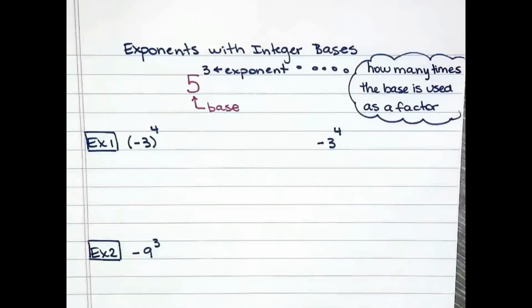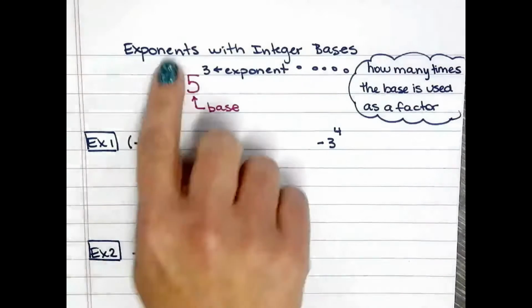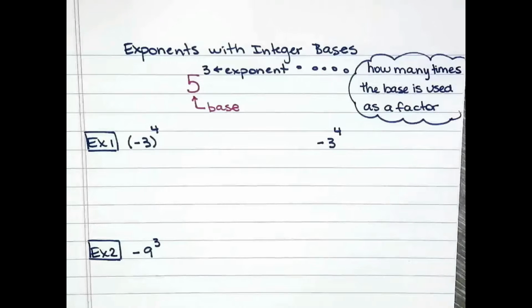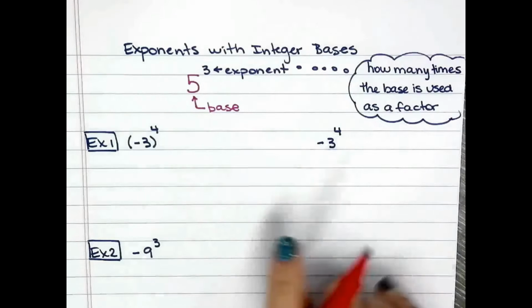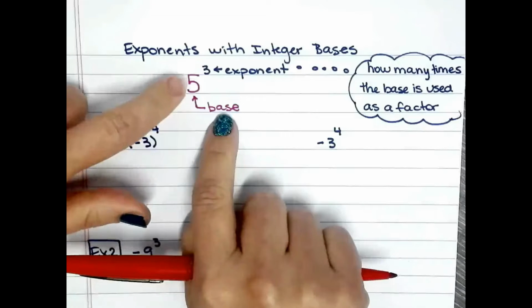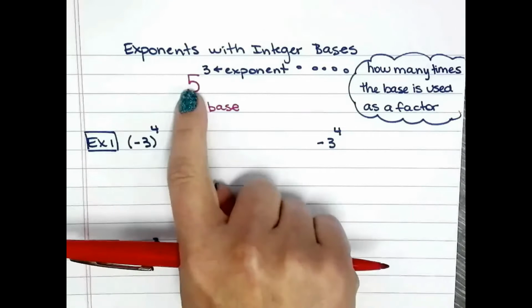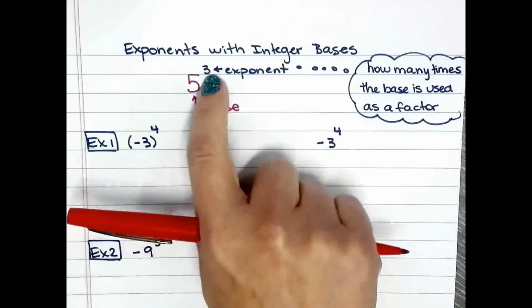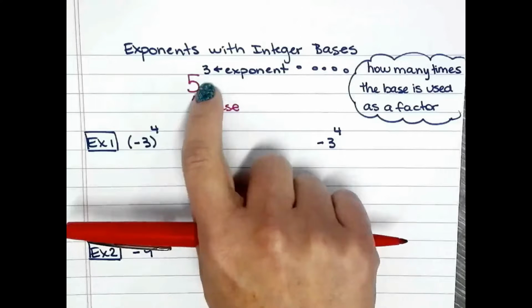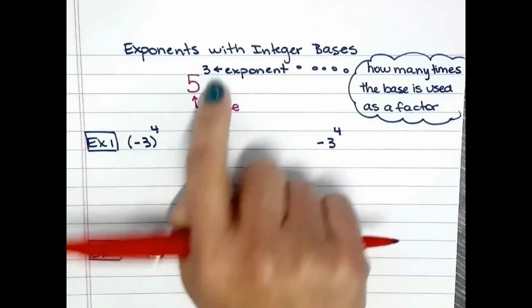Hello everybody. In this video we will learn about exponents with integer bases and what it means and how this whole thing works. Couple things. One, the base is the big number right there. That's what we call base. The exponent is the little number that goes on top of the big number. So the base and the exponent.